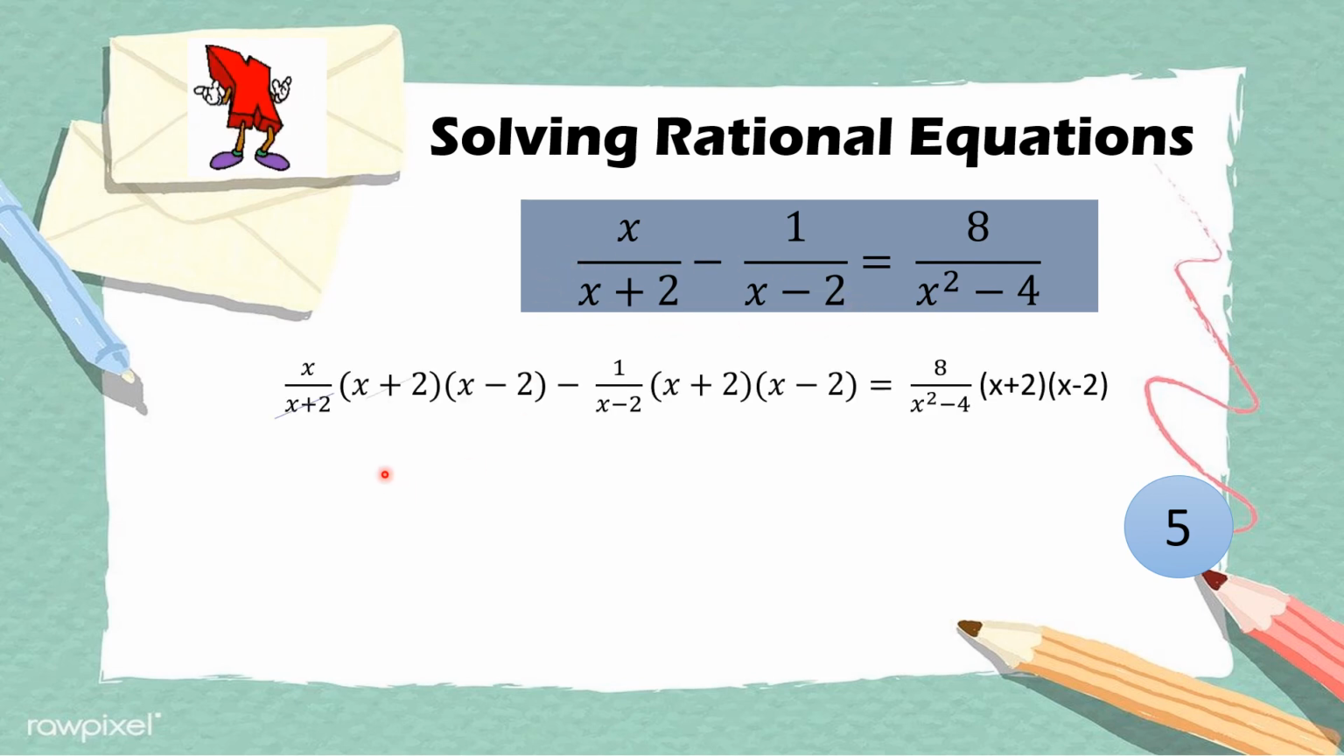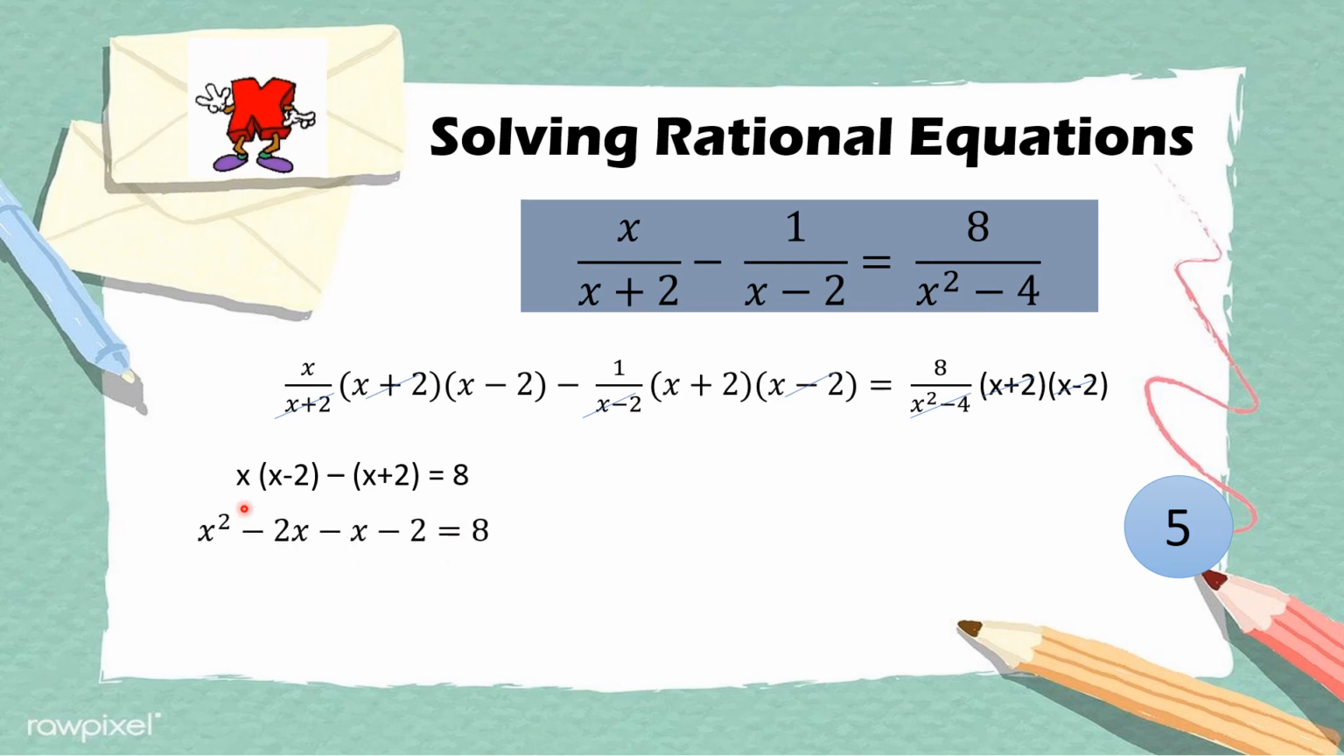So, you can cancel out x plus 2, x minus 2, x squared minus 4, and x plus 2 and x minus 2. So, you now multiply x by x minus 2 minus 1 multiplied by x plus 2 equals 8. Using the distributive property over multiplication, x multiplied by x is x squared, x multiplied by negative 2 is negative 2x, negative 1 multiplied by x is negative x, negative 1 multiplied by positive 2 is negative 2, equals 8.